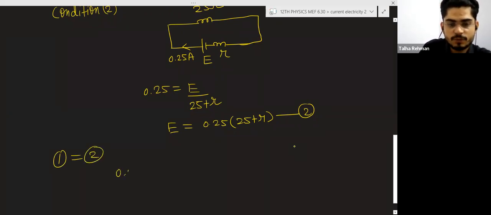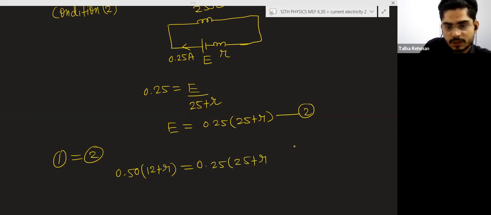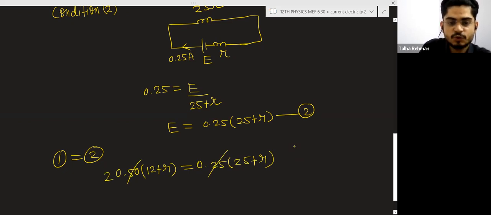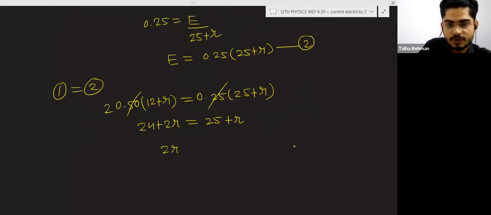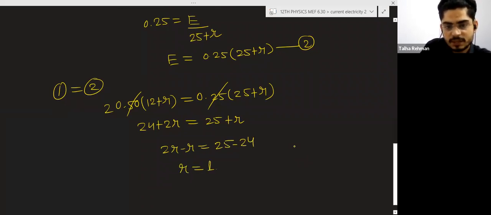So what is equation 1? 0.50 times (12 plus R), and this equation 2, 0.25 times (25 plus R), and this will cancel out. Here it will come 2, and when you multiply this you will get 24 plus 2R. Here you have 25 plus R. From here you can write 2R minus R equals 25 minus 24. You will get internal resistance as 1 ohm.